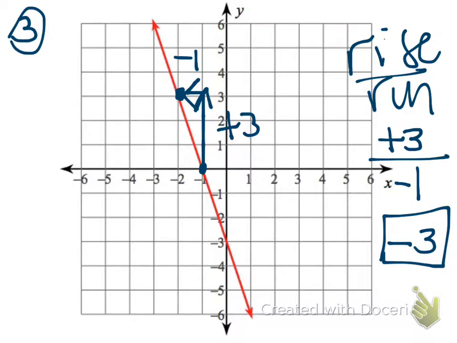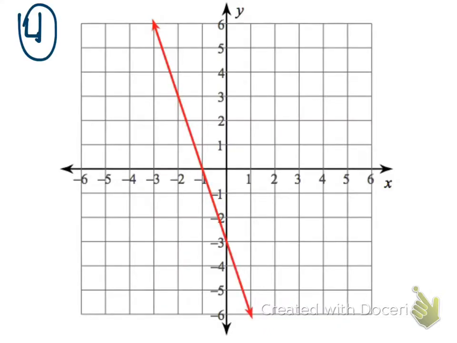Now notice how this line is going downward. You always want to double check. This line goes downward, so our slope is going to be negative. And as you can see, based on the numbers that I put into the slope, the rise over the run, our slope is negative. Now once again, let's do the exact same problem, but this time let's choose 2 different points.